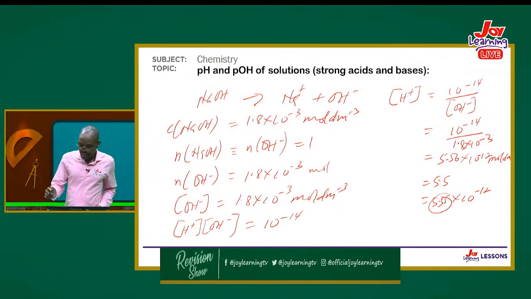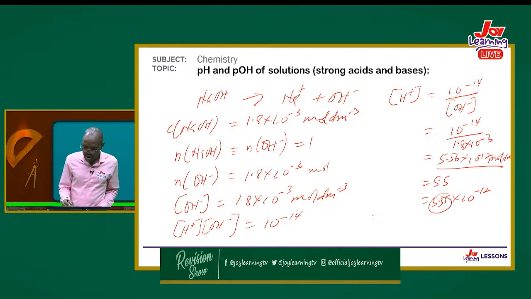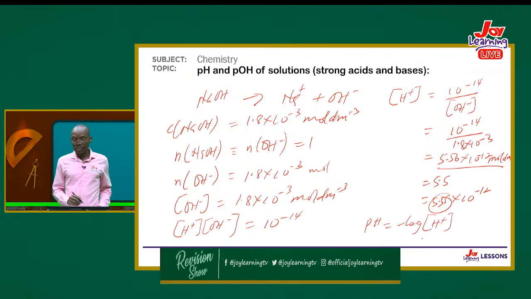Okay. Right. So now that we have our concentration of H plus ions, I can just take negative log to give me my pH. So take negative log.